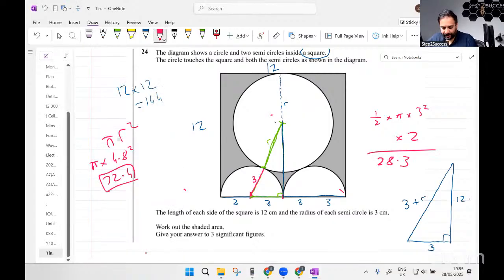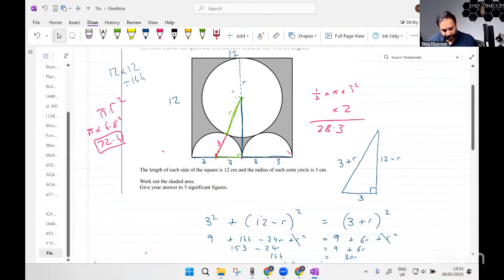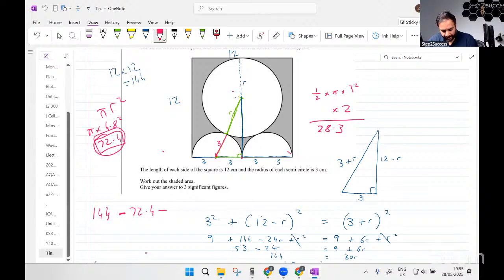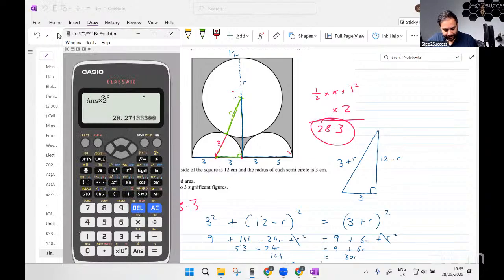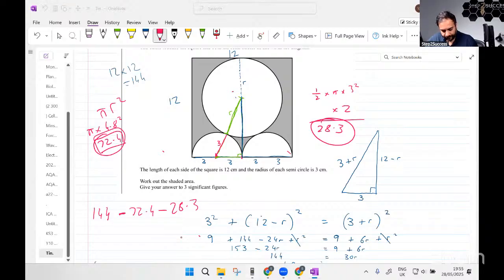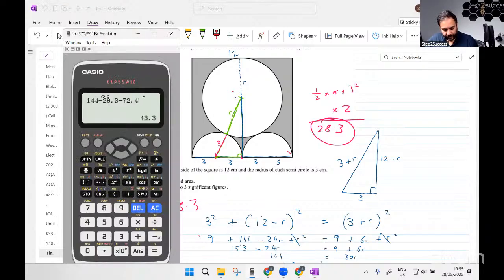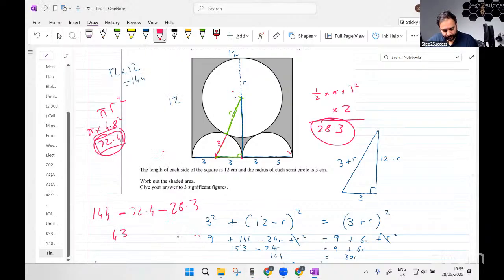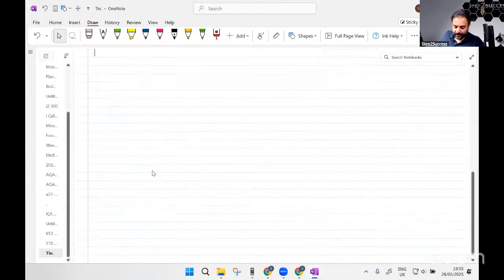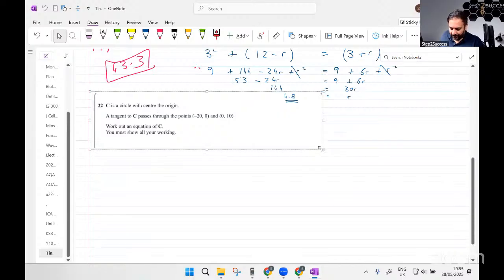Which means that the shaded area is the whole square, which is 144, minus the big circle, which is 72.4, minus the two semicircles, which is 28.3, and we have an answer. 43.3. Should be the answer, if I'm not mistaken. Right, that was it. Simple. Right, next question.